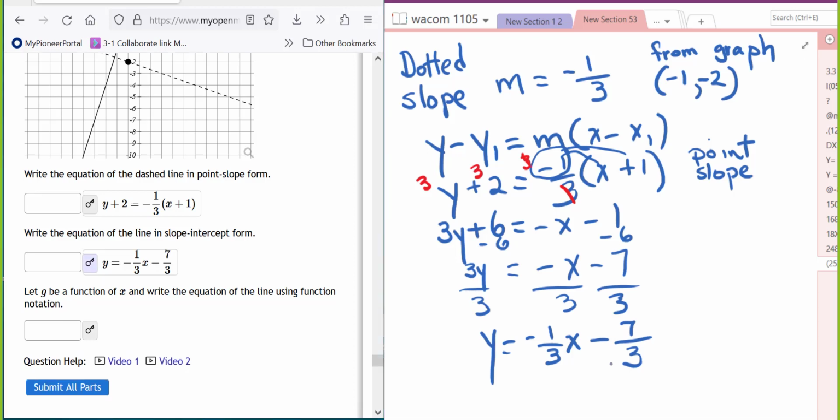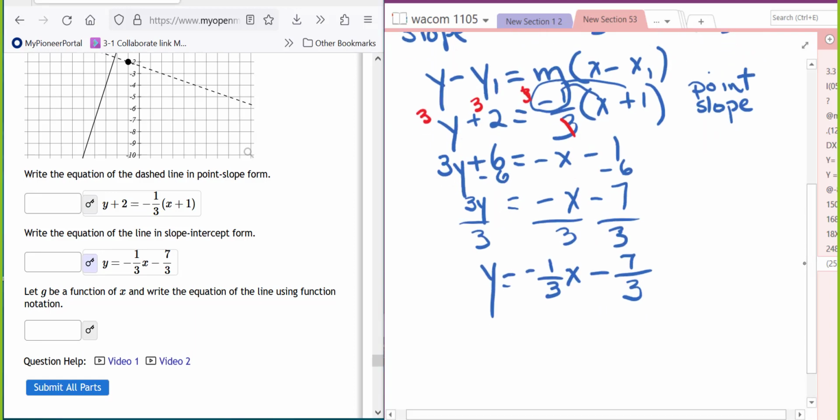Good. And for function notation, and they're telling us g this time, just put that instead of y in this form. g of x equals negative 1/3 x minus 7/3.